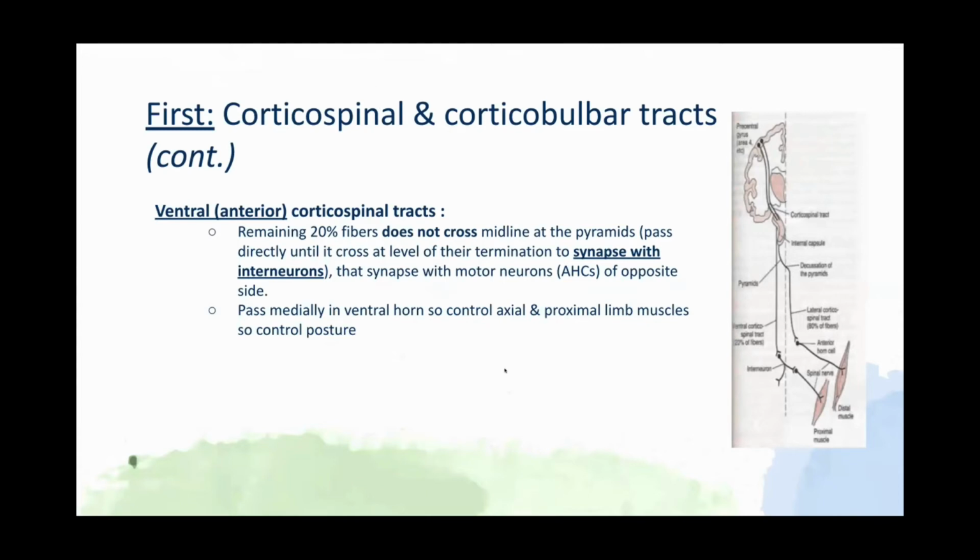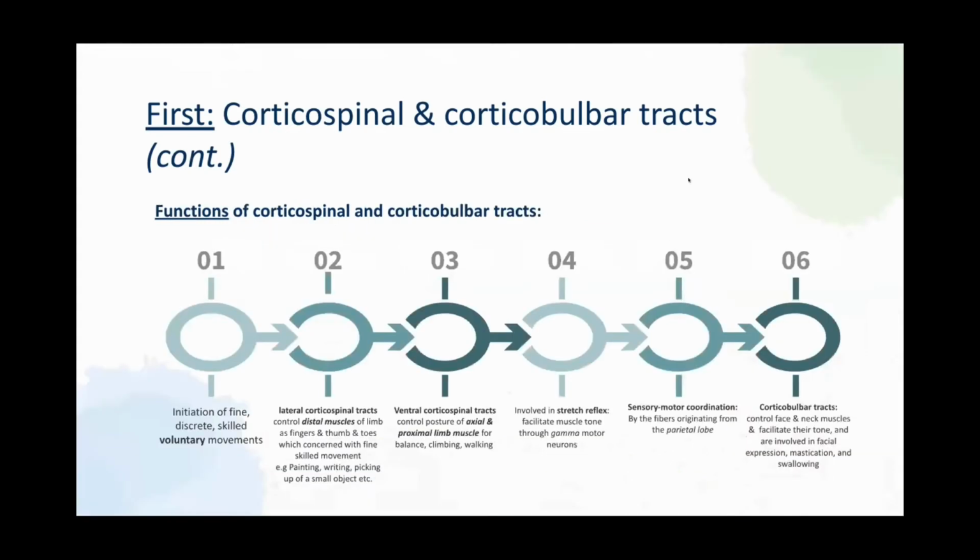Okay, الحين راح نتكلم عن functions of the corticospinal tract and the corticobulbar tract. First, the initiation of fine, discrete, skilled voluntary movement. And if you notice here, I made voluntary in bold. You will know why when we discuss the extrapyramidal tract. It's very important to know the pyramidal tract controls the voluntary movement.